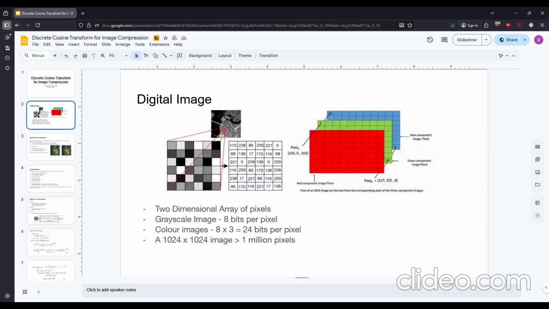A digital image is essentially a two-dimensional array of pixels, and each pixel stores intensity or color information. In a grayscale image, each pixel typically requires 8 bits, meaning 256 possible intensity levels. In a color image, each pixel usually contains three components: red, green, and blue, each of 8 bits, totaling 24 bits per pixel. If we consider an image of size 1024 by 1024 pixels, that is over 1 million pixels.